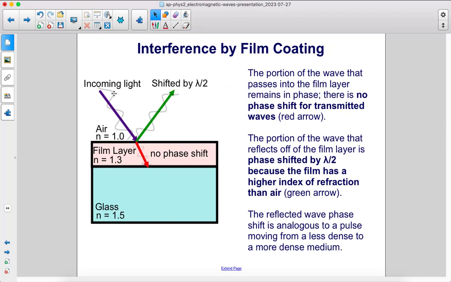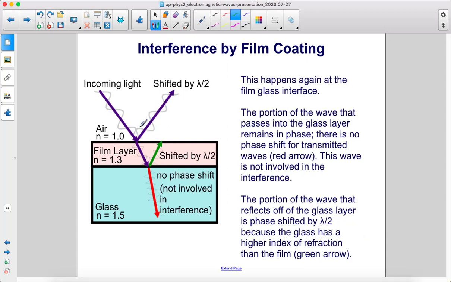The portion of the wave that passes into the film layer remains in phase. There's no phase shift for the transmitted wave. The portion of the wave that reflects off the film layer is phase shifted by lambda over 2 because the film has a higher index of refraction than air. The reflected wave phase shift is analogous to a pulse moving from a less dense to a more dense medium.